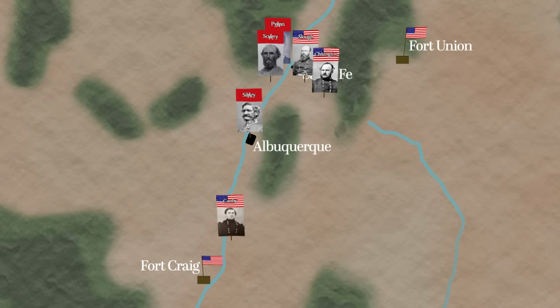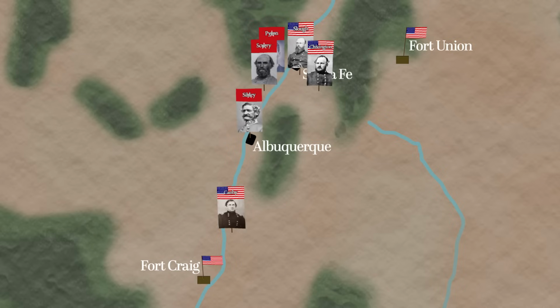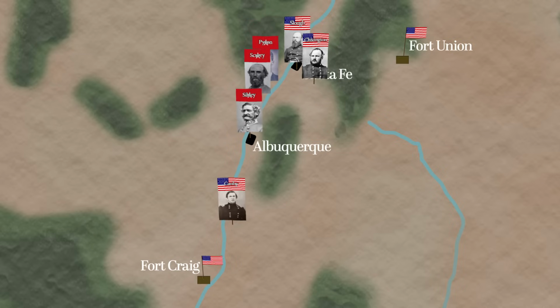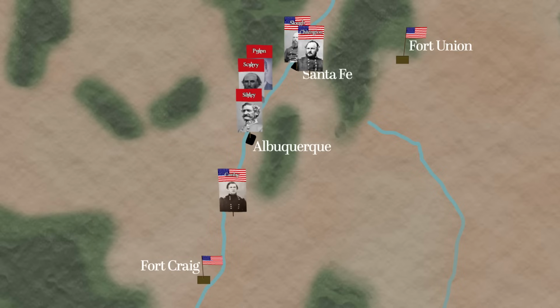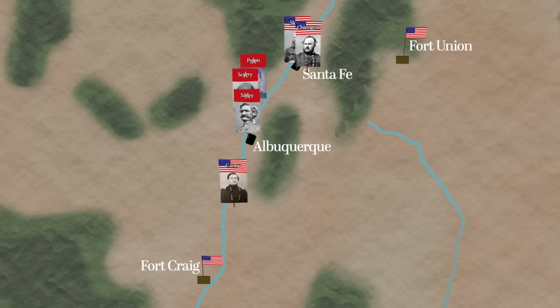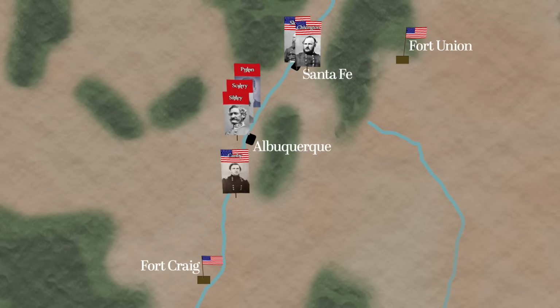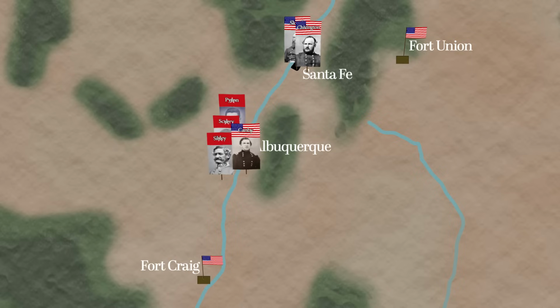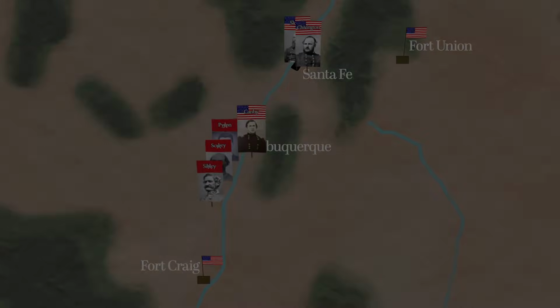Although the Battle of Glorieta Pass is a tactical Confederate victory, it is a decisive strategic victory for the Union. The Gettysburg of the West, as the battle is sometimes romantically dubbed, would help secure the Union's hold over the New Mexico territory and the entire region of the southwestern United States for the remainder of the war.